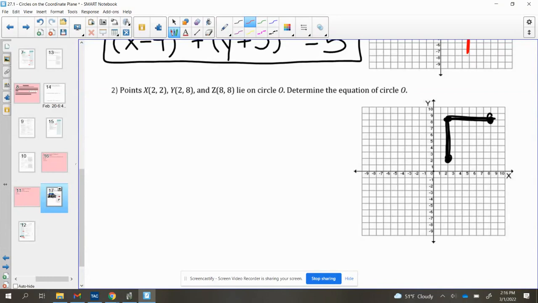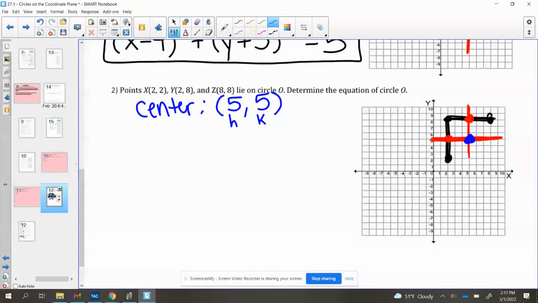So directly in between (2, 2) and (2, 8) would be at (2, 5), halfway between 2 and 8. And then halfway between (2, 8) and (8, 8) would be at (5, 8). Notice we got 3 units to the right, 3 units to the left. And then we said we want to draw these lines through here so that we see where those midpoints would meet, because this is the center of our circle. So this time our center point is right 5, up 5. So there's our h, k.